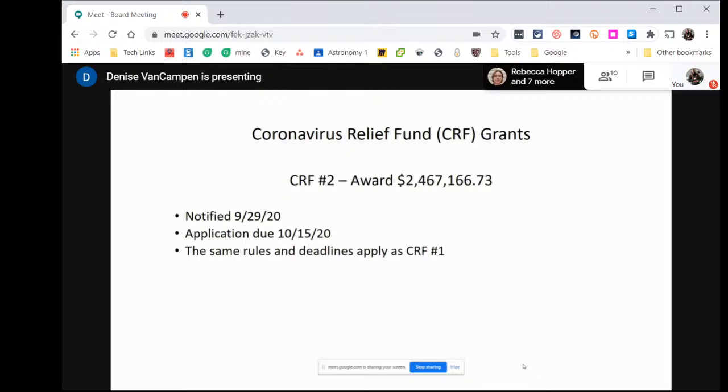Especially since we know that our curtailment's coming, and this would be perfect. It would be super helpful. But one of their rules is no lost revenue. It cannot be a replacement for lost revenue. So there's a lot of strings.